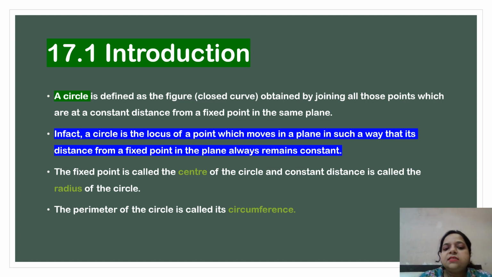In fact, a circle is the locus of a point which moves in a plane in such a way that its distance from a fixed point in the plane always remains constant. Locus of a point means moving a point at a certain distance from the fixed point. The fixed point is called the center of the circle and the constant distance is called the radius of the circle. The perimeter of the circle is called its circumference. Children, you will understand all this in the coming slides.